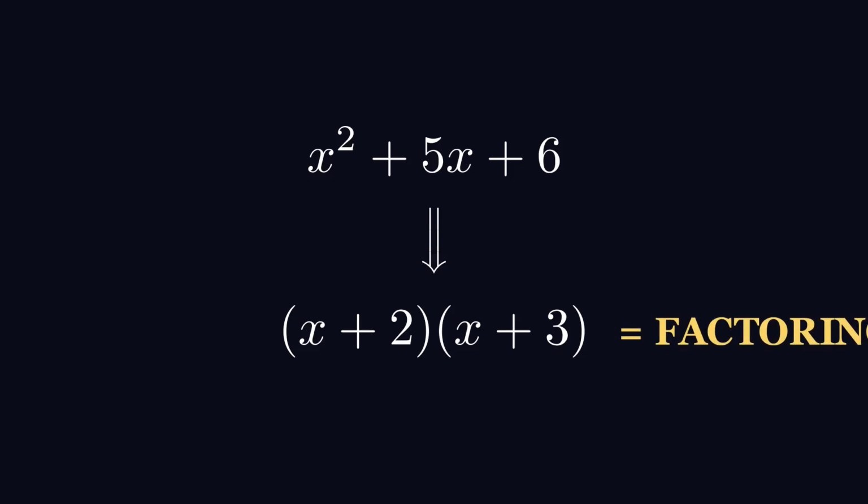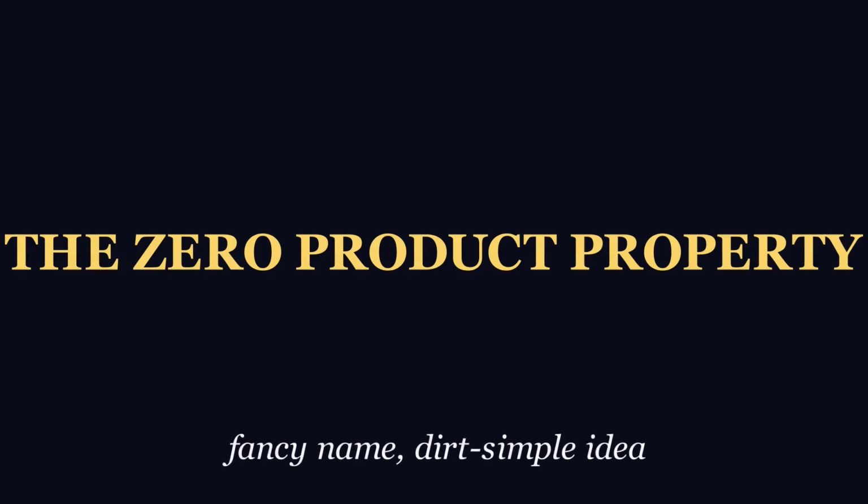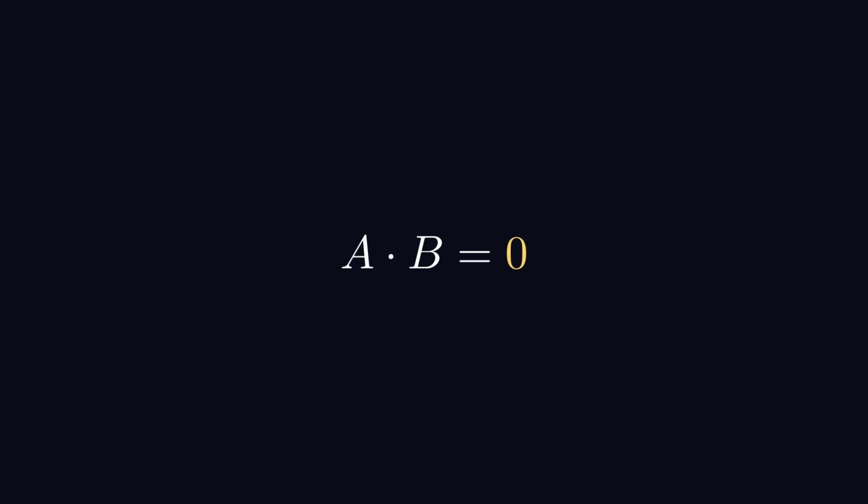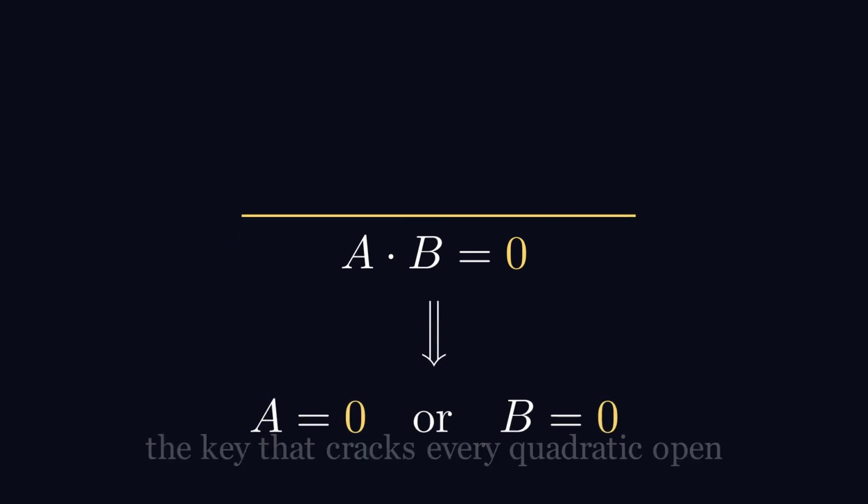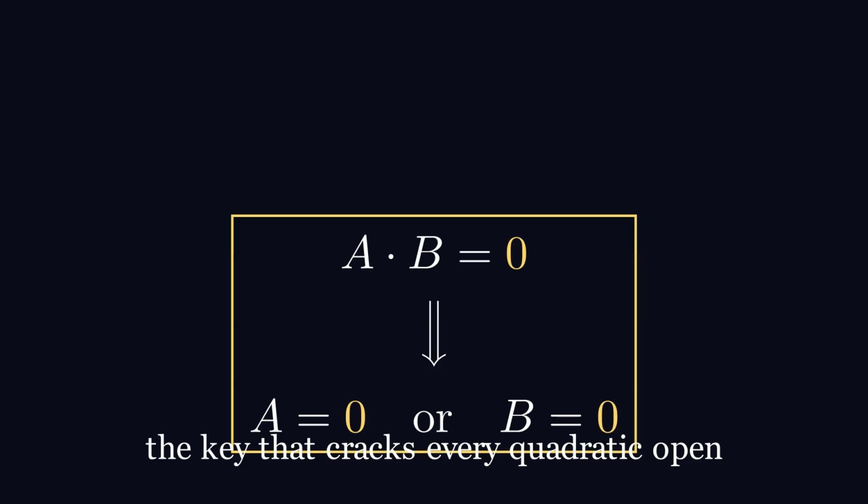That's factoring. Why bother? One reason, the zero product property. Fancy name, dirt simple idea. If two things multiplied together equals 0, then one of them has to be 0. That's the key that cracks every quadratic open. Burn it in. Enough theory.